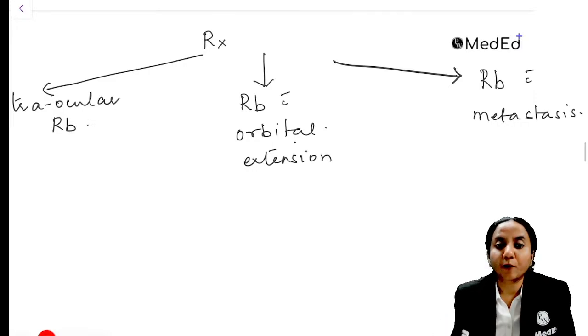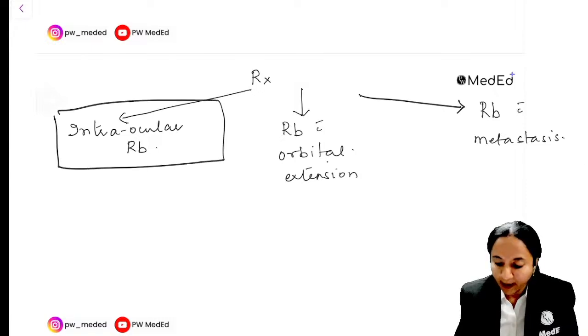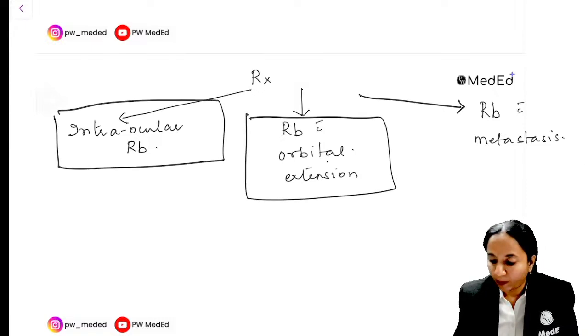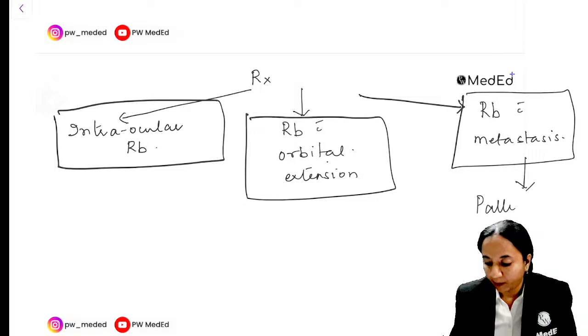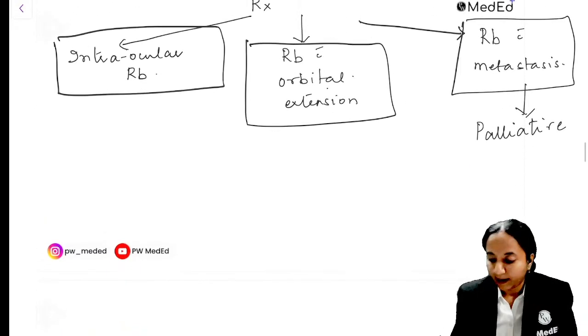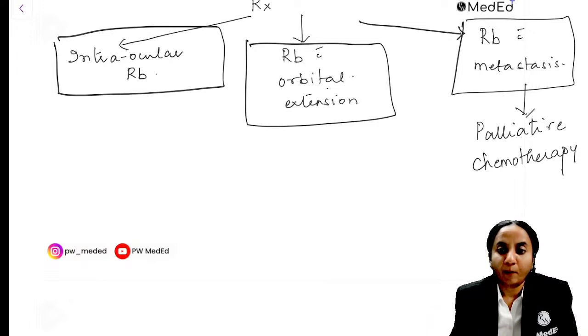These three types of questions come: intraocular RB, RB with orbital extension, and RB with mets. RB with mets is obviously the simplest; the answer is palliative chemotherapy. If this question comes, it is a very simple question, the answer is palliative chemotherapy. This comes but is less common. So now the intraocular one and the second one we have to remember.